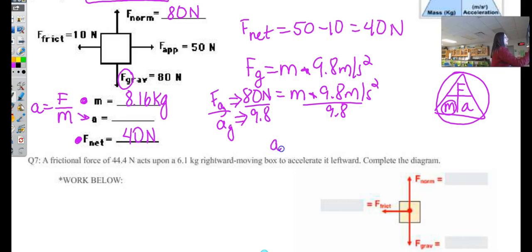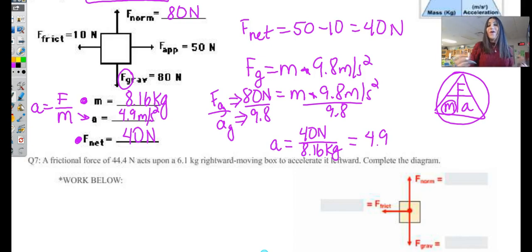So let's do the calculation. A is equal to F over M. My F is 40 newtons. My M is 8.16 kilograms. And 40 divided by 8.16 is 4.9 or 4.90. So that's going to be my acceleration. And remember, that's meters per second squared. Okay, so hopefully you did great on that one. Let's try the next one.